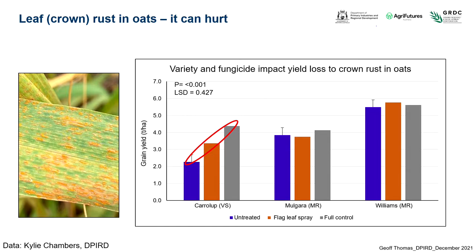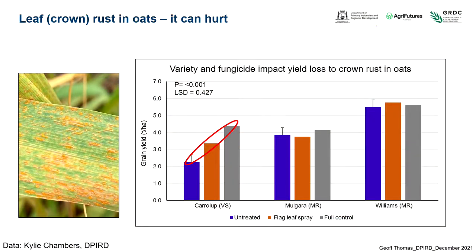The 2 take-home messages out of this. Firstly, if you have a look at the Carolup, you can see basically we've had a 50% yield loss in that trial. So from the full control to the untreated, a 2 tonne yield loss. Just pointing out again the damage that rusts can do, and the value associated with responding early in the presence of rust in susceptible varieties.